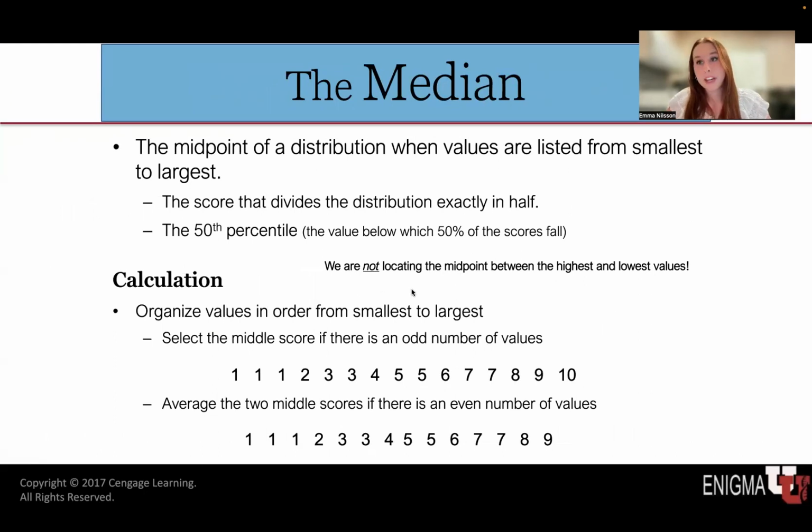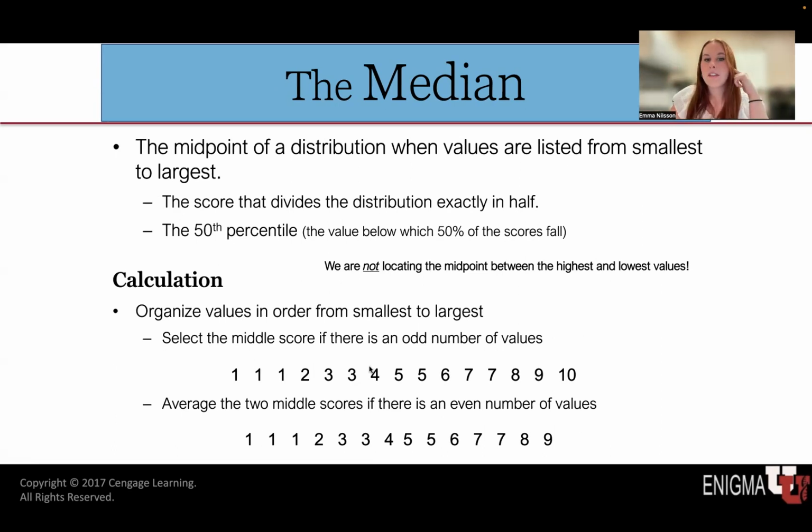A key point here is we're not just locating the midpoint between the highest and the lowest values. You're not just saying, okay, I'm going to take the highest value minus the lowest value and find the one in the middle. Sometimes it works out that way, but what you're actually doing is organizing your values from smallest to largest, and then finding the one that's exactly in the middle.